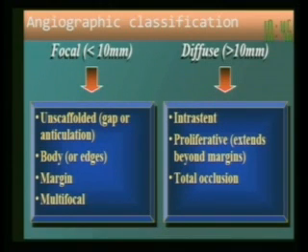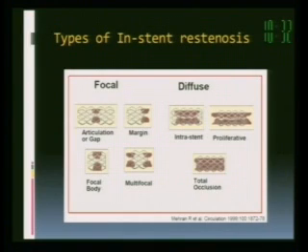Classification of angiographic restenosis is given by Mehran et al., and it is divided into focal and diffuse type of restenosis. Focal restenosis is less than 10 millimeter and diffuse is more than 10 millimeter. Again, focal is divided into 4 types, including present only in articulation or gap, present only at margins, then focal in the body of the stent, and then multifocal at different sites.